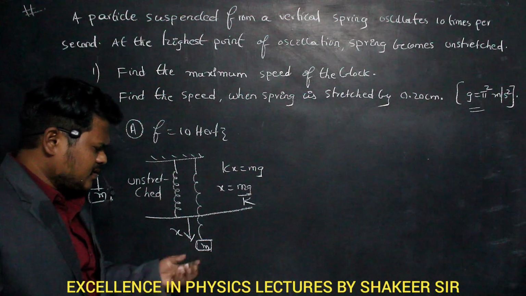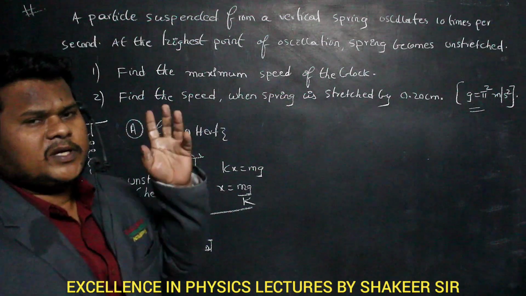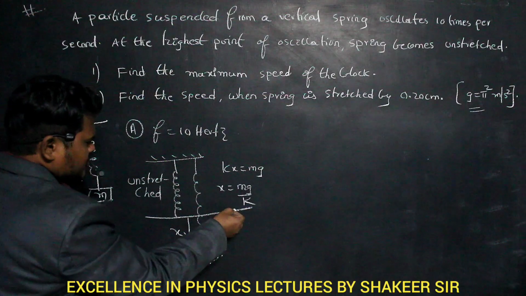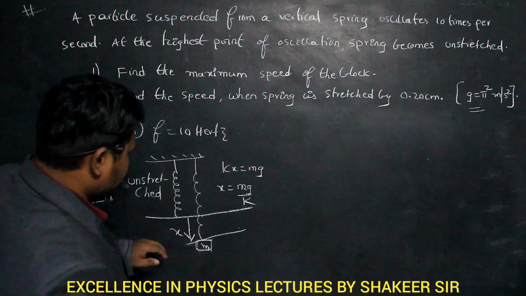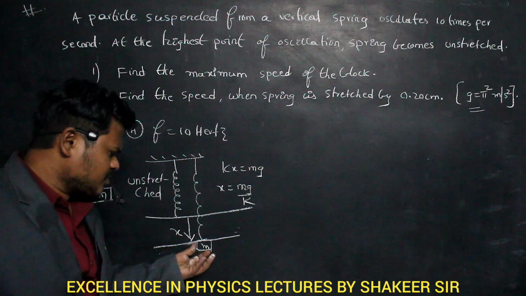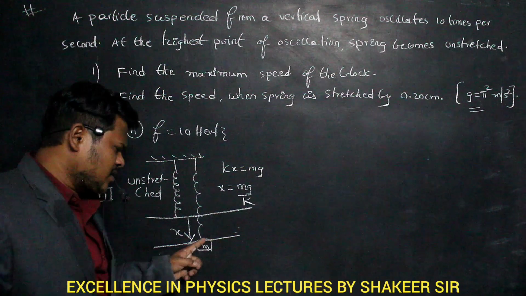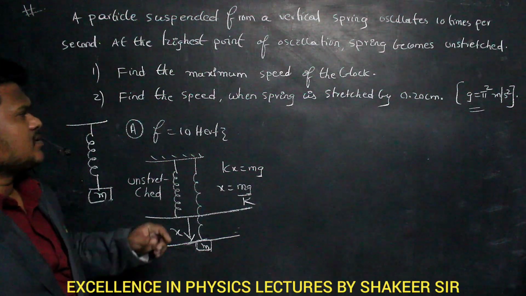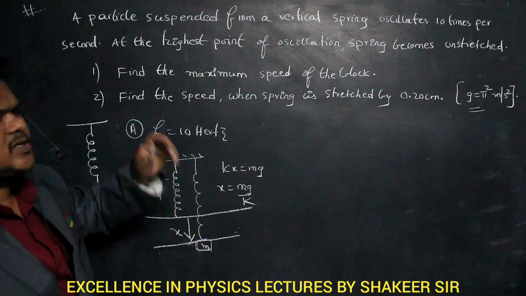Now the question is, if I further pull this body downwards and release, then it will oscillate along which mean position? Here we have two mean positions. This is the first position of the spring and this is the second position of the spring. If I pull this body further downwards and release, as we have discussed previously, it will oscillate along the new mean position. It is given that the spring becomes unstretched when it reaches the highest point of oscillation.